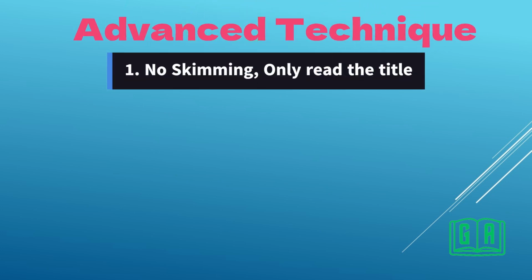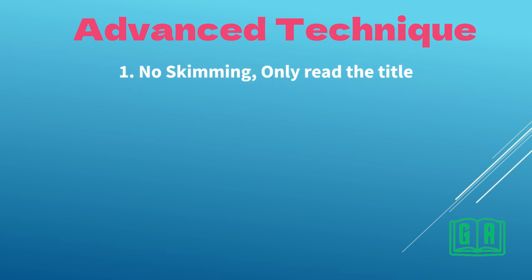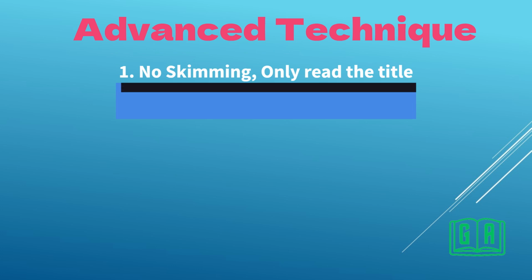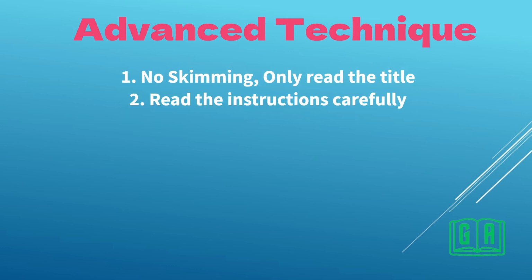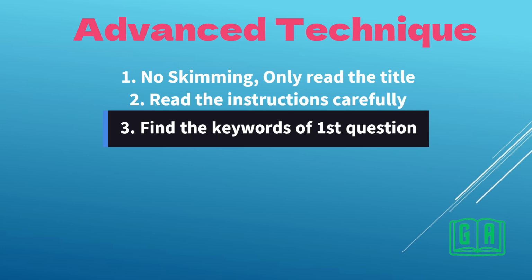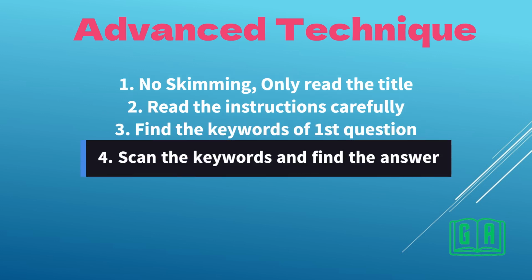Now, before going to the practice session, let's quickly review the advanced technique. First, instead of skimming, just read the title and get an idea about what the passage is talking about. Next, go to the first question set and read the instructions carefully to understand the question type. Now read the very first question and mark the keywords. Lastly, scan from the first paragraph until you find the answer.